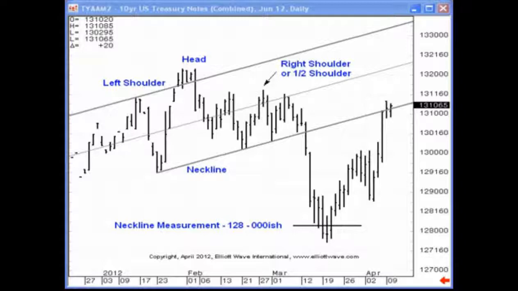And I really like the pattern, and one of the reasons why is because number one, it's easily discernible on a price chart. And number two, it also gives me a high probability objective.